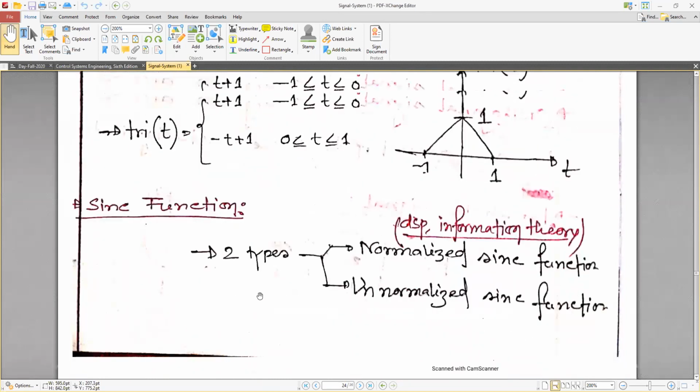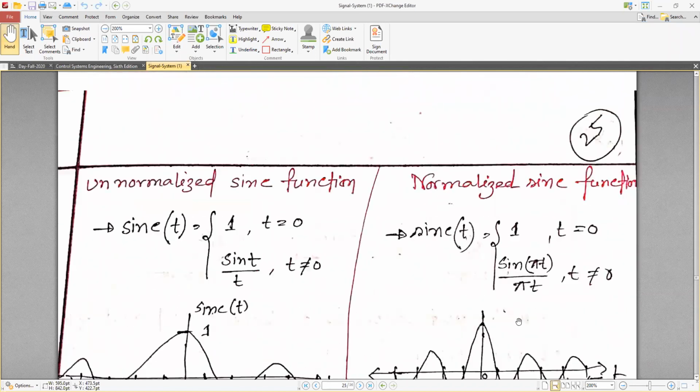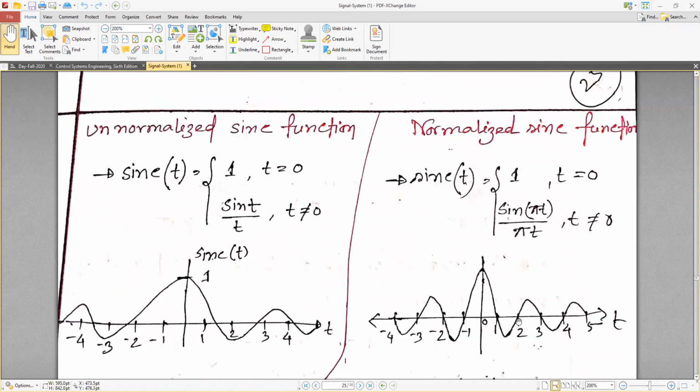Okay. And the sinc function, used in DSP and information theory. There are two types of sinc functions: the normalized sinc function and the unnormalized sinc function. See this, the unnormalized sinc function: when t is equal to 0, it is 1. And when t is not equal to 0, it is sin t by t.